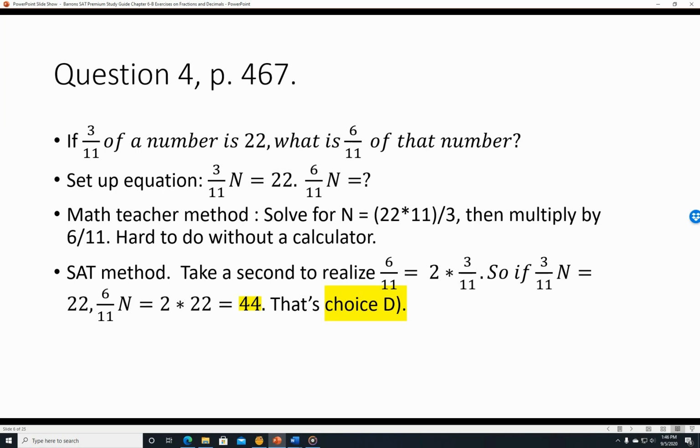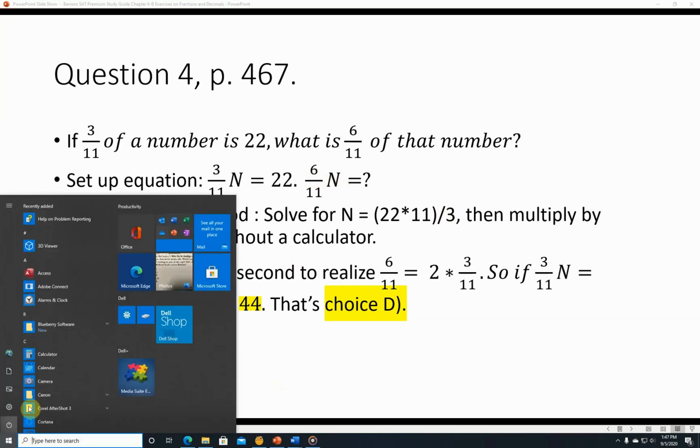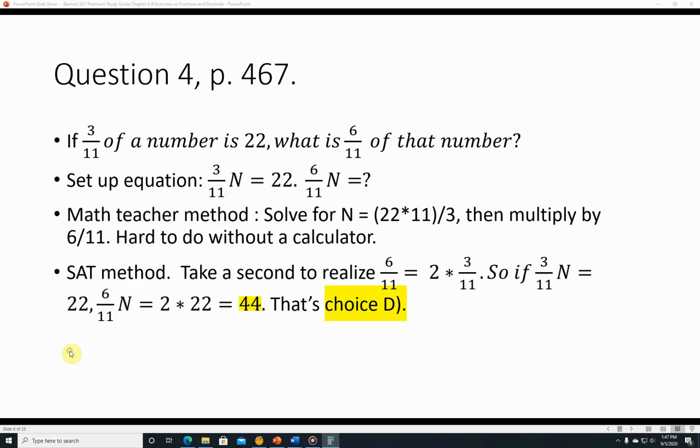So then you'd go, all right, well, I know that we need to divide by 3/11, which is the same as multiplying by 11/3. So I get 22 times 11/3, and then I have to multiply n by 6/11 to get that. That's hard to do without a calculator. I mean, if we do it with a calculator, we end up with something like this.